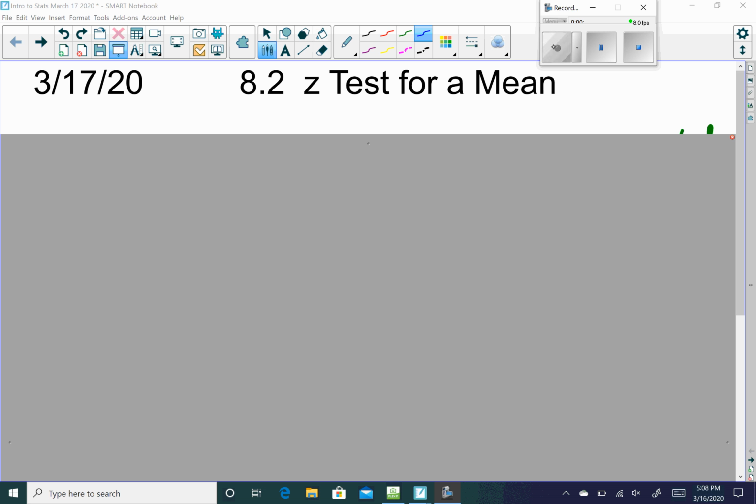I also hope you were able to look at the answers to worksheet 8.1 that I posted yesterday for you. If you have any questions, please just let me know.